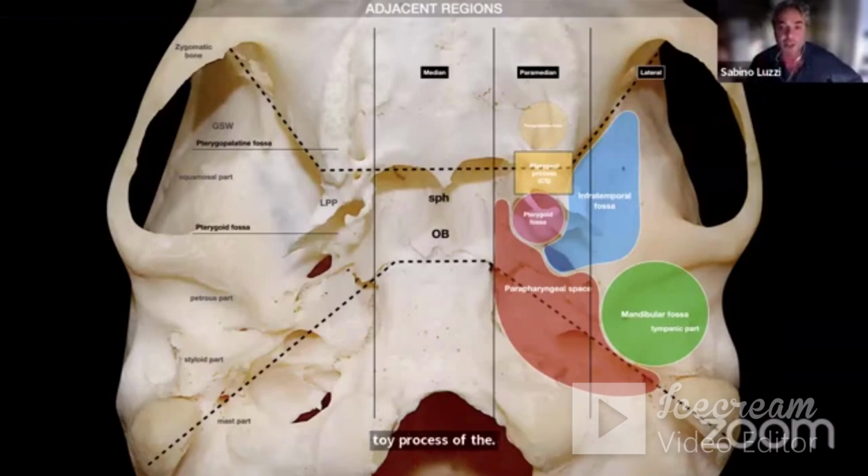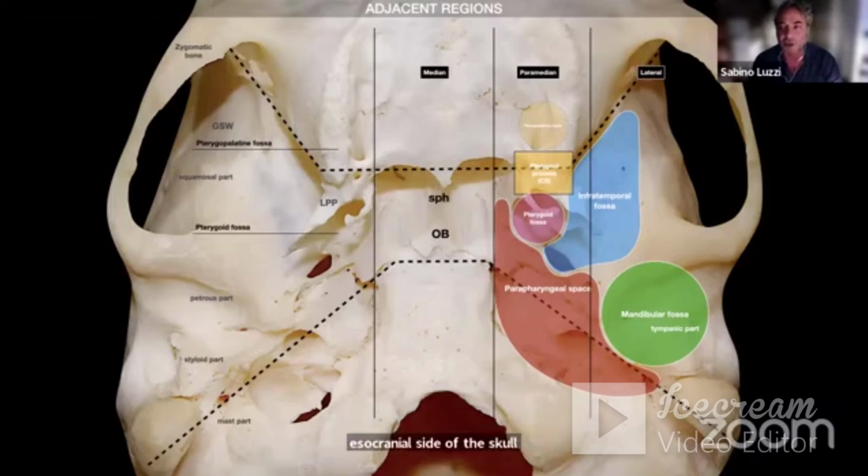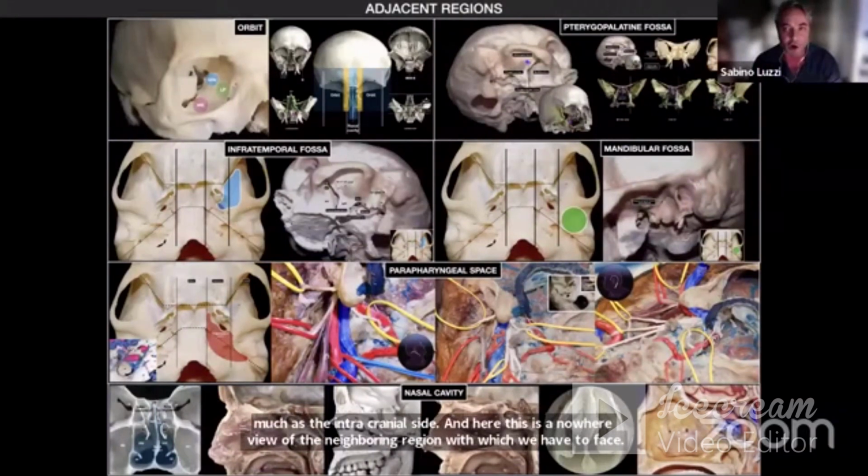And here we don't have to forget the fact that we have not only an inner part of the skull base and the facial skeleton, but also an extracranial side of the skull base that is as important as the intracranial side. And here, this is an overview of the neighboring regions with which we have to deal. The first critical, important one is the orbit. And then we have the pterygopalatine fossa.